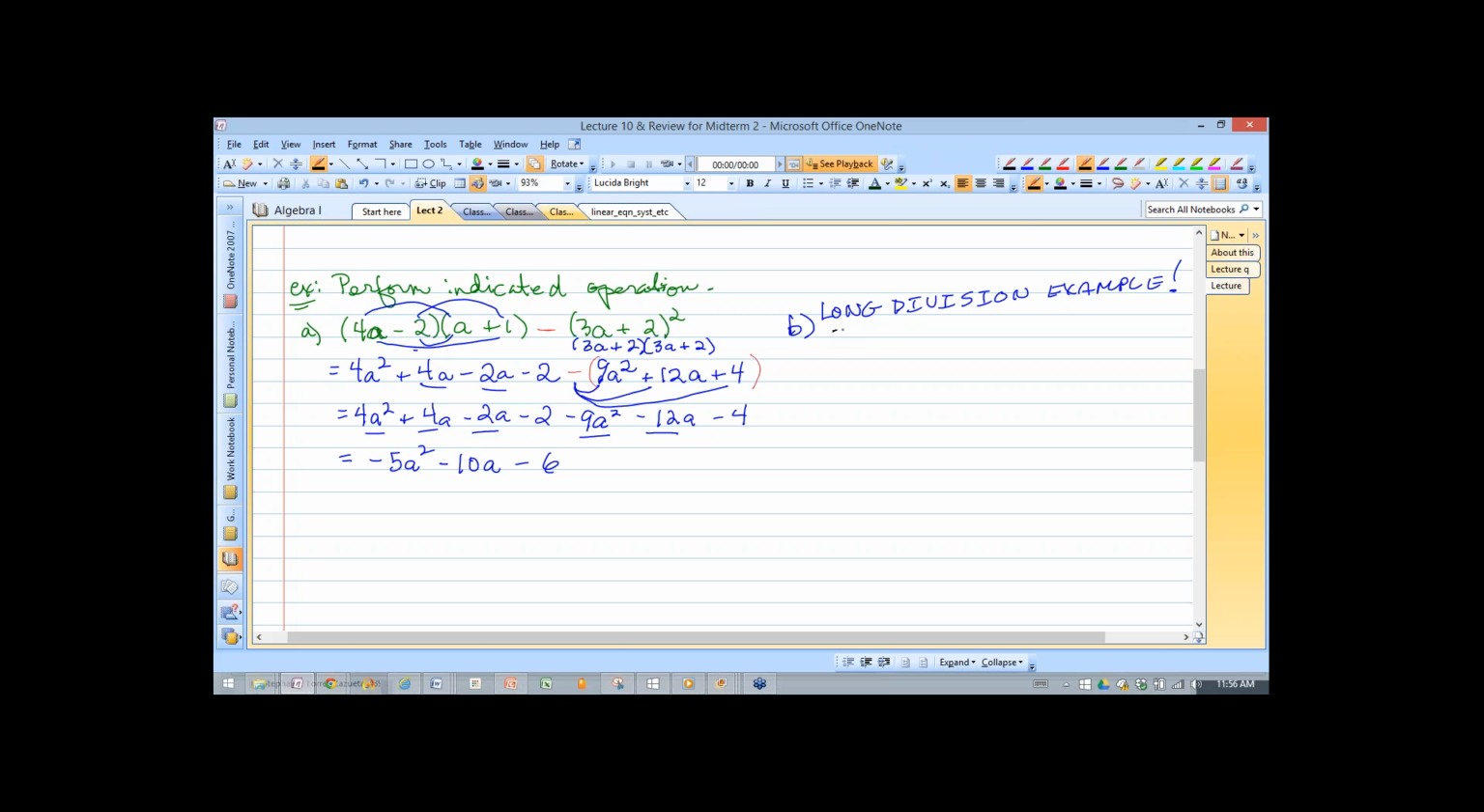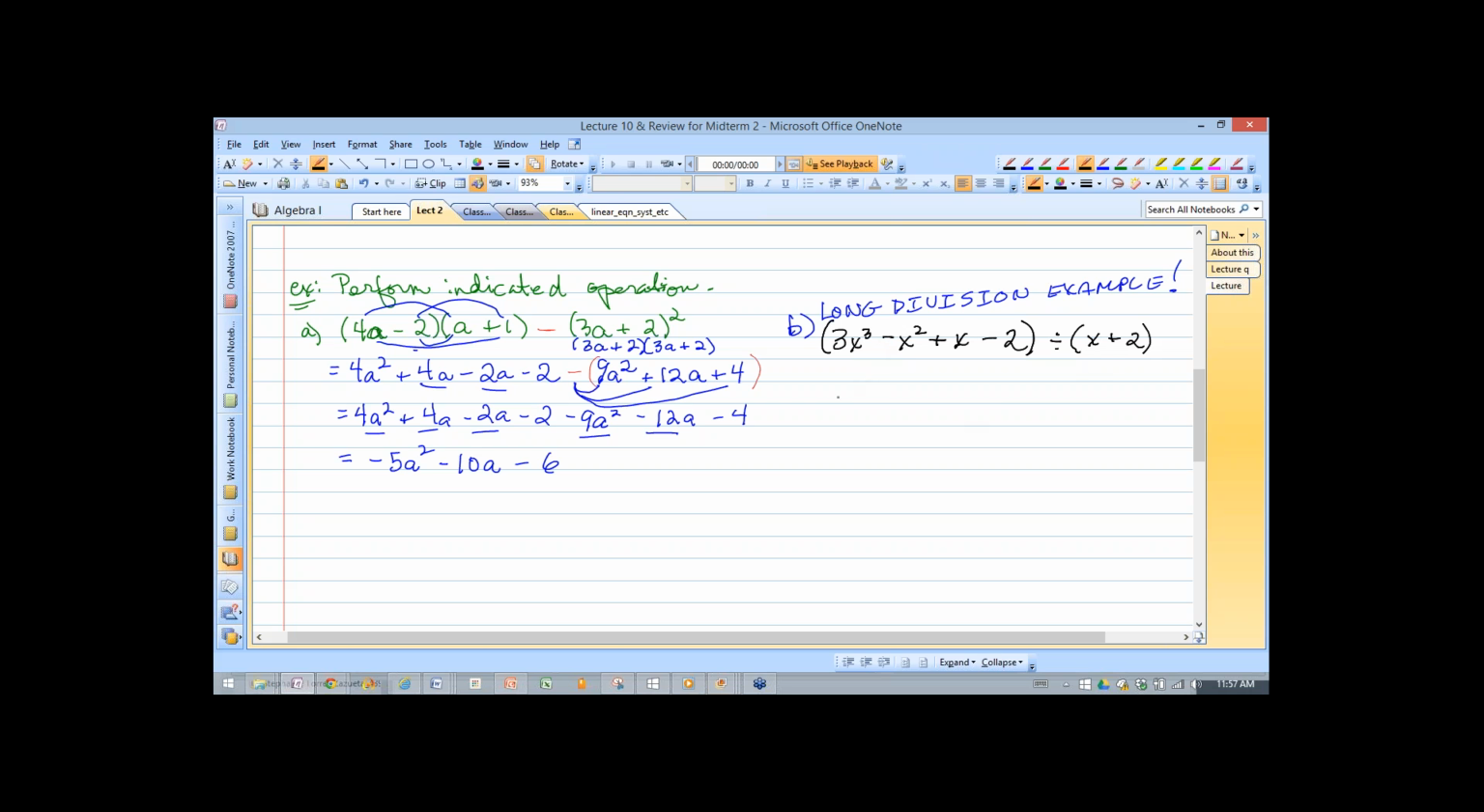I lost my place. 3x cubed minus x squared plus x minus 2. Okay, so we're going to take this guy, and we're going to divide it by x plus 2. So our divisor is x plus 2. In case you've forgotten, the denominator and the divisor are kind of synonymous. That's x plus 2. And then our dividend, whatever we're dividing into, is the dividend. That's the longer one up front.